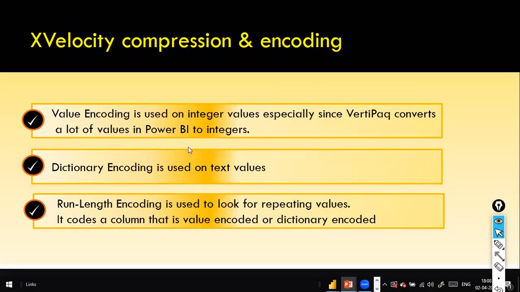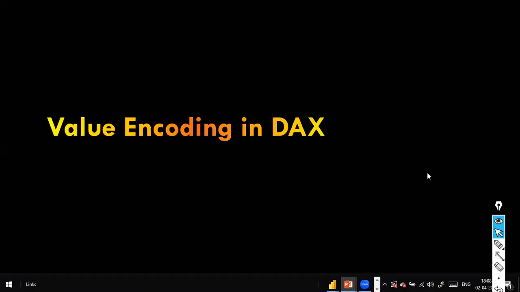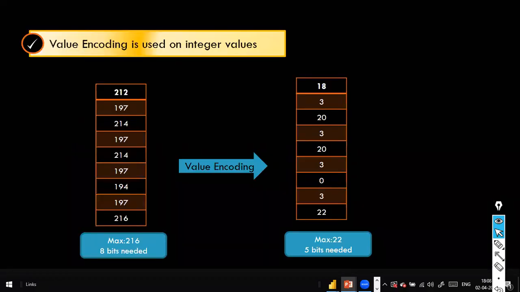These are the three types of encoding: value encoding, dictionary encoding, and run length encoding. In your data set, if you have quantitative numeric columns, then the value encoding technique is used to compress the data. If the data type is text, then dictionary encoding is done. Next is run length encoding. If there are any repeating values, run length encoding is done automatically behind the scenes by the DAX engines, especially the X velocity engine.